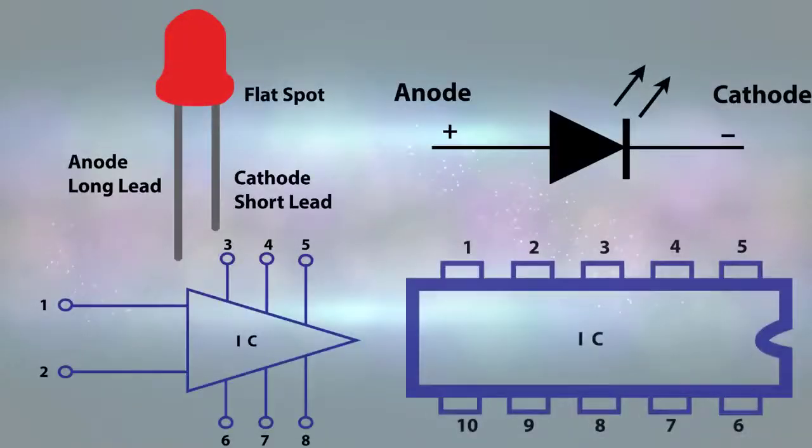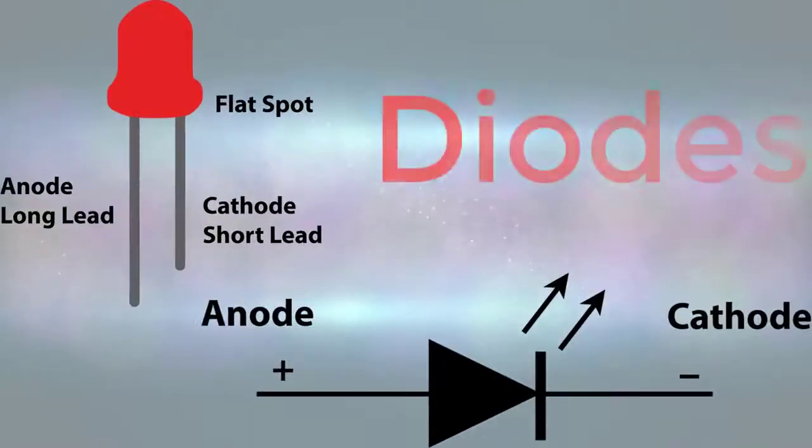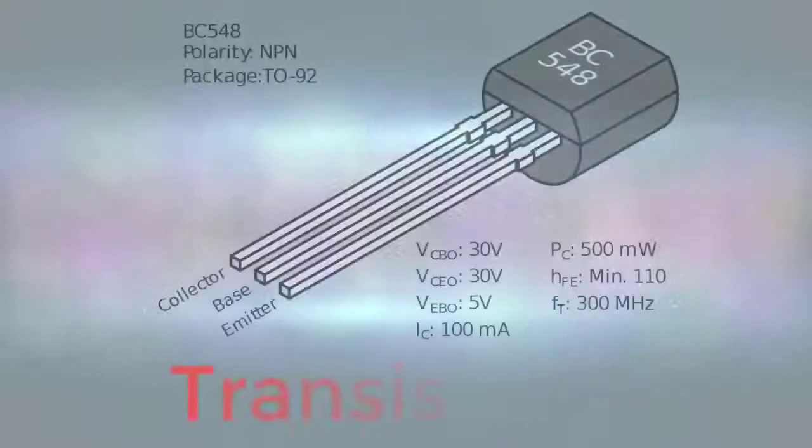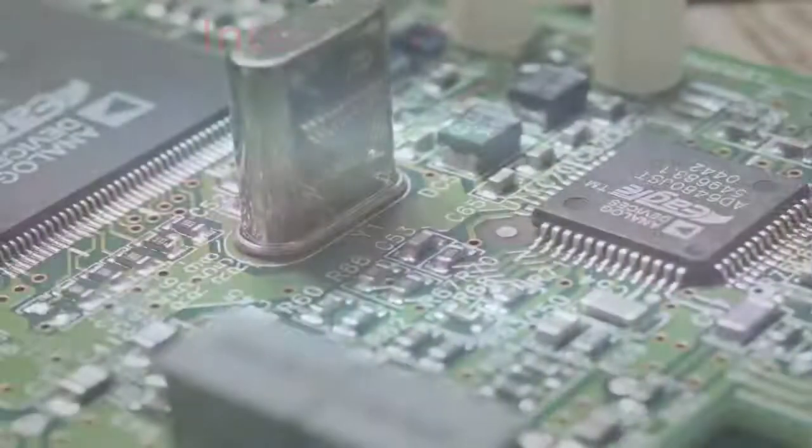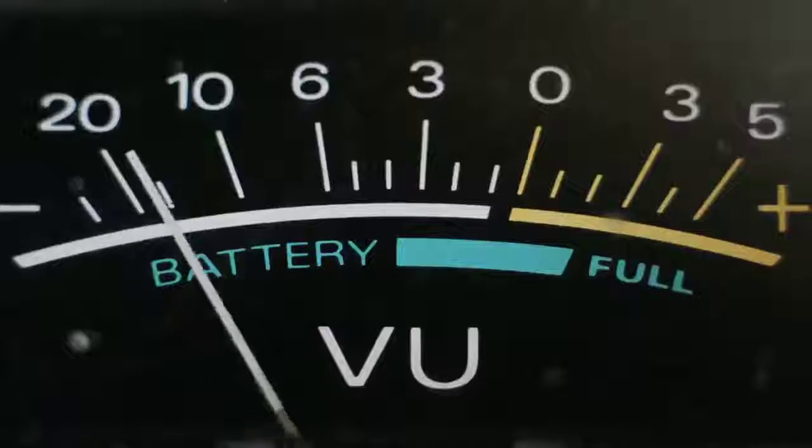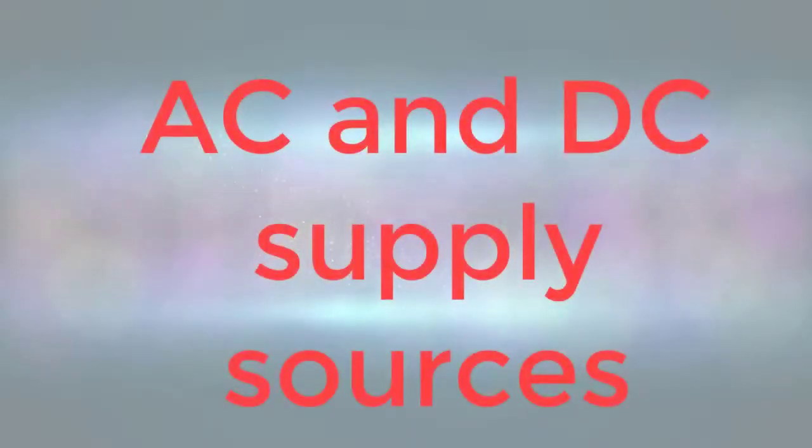These components rely on a source of energy and are able to control the electron flow through them. Some of these components are semiconductors like diodes, transistors, integrated circuits, various displays like LCD, LED, CRTs, and power sources like batteries and other AC and DC supply sources.